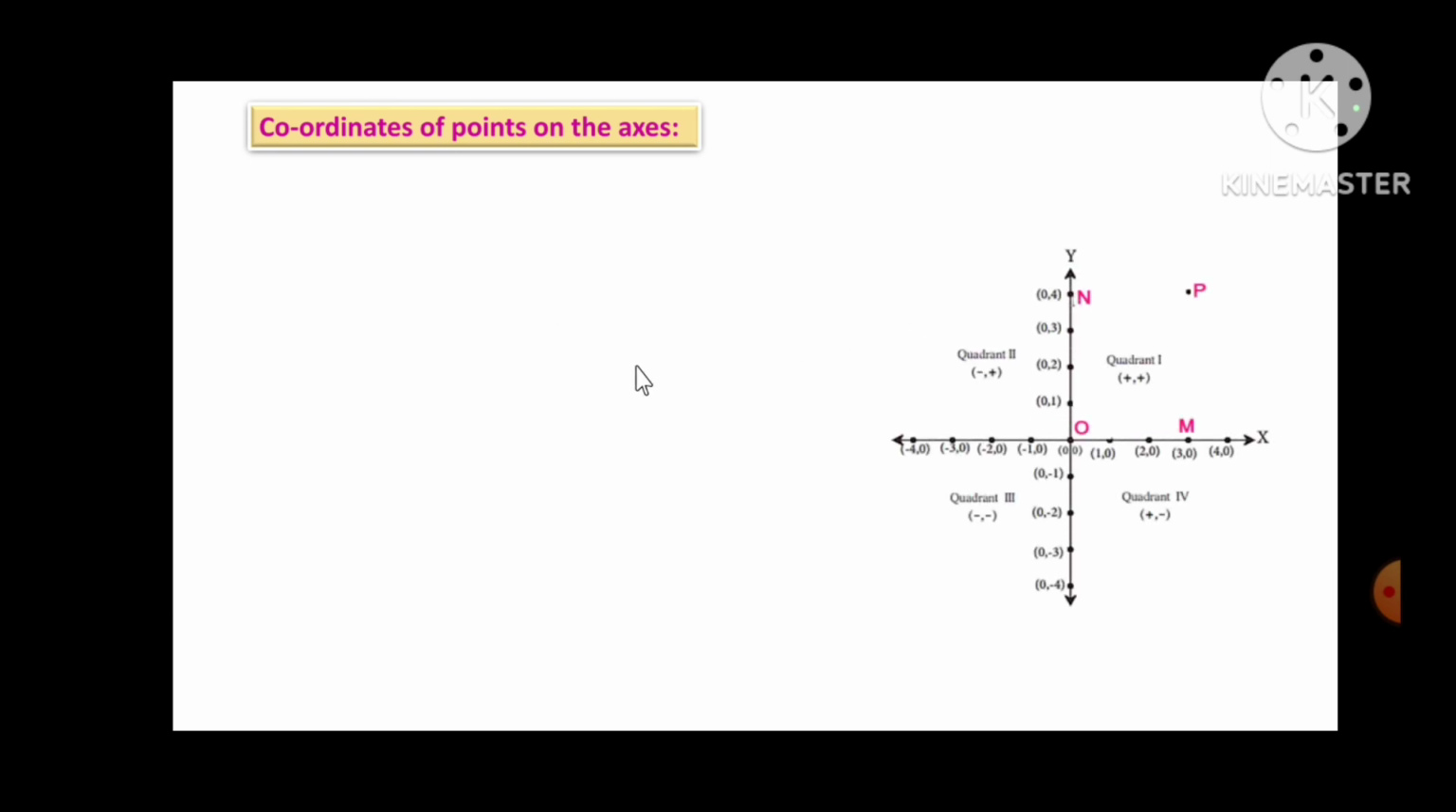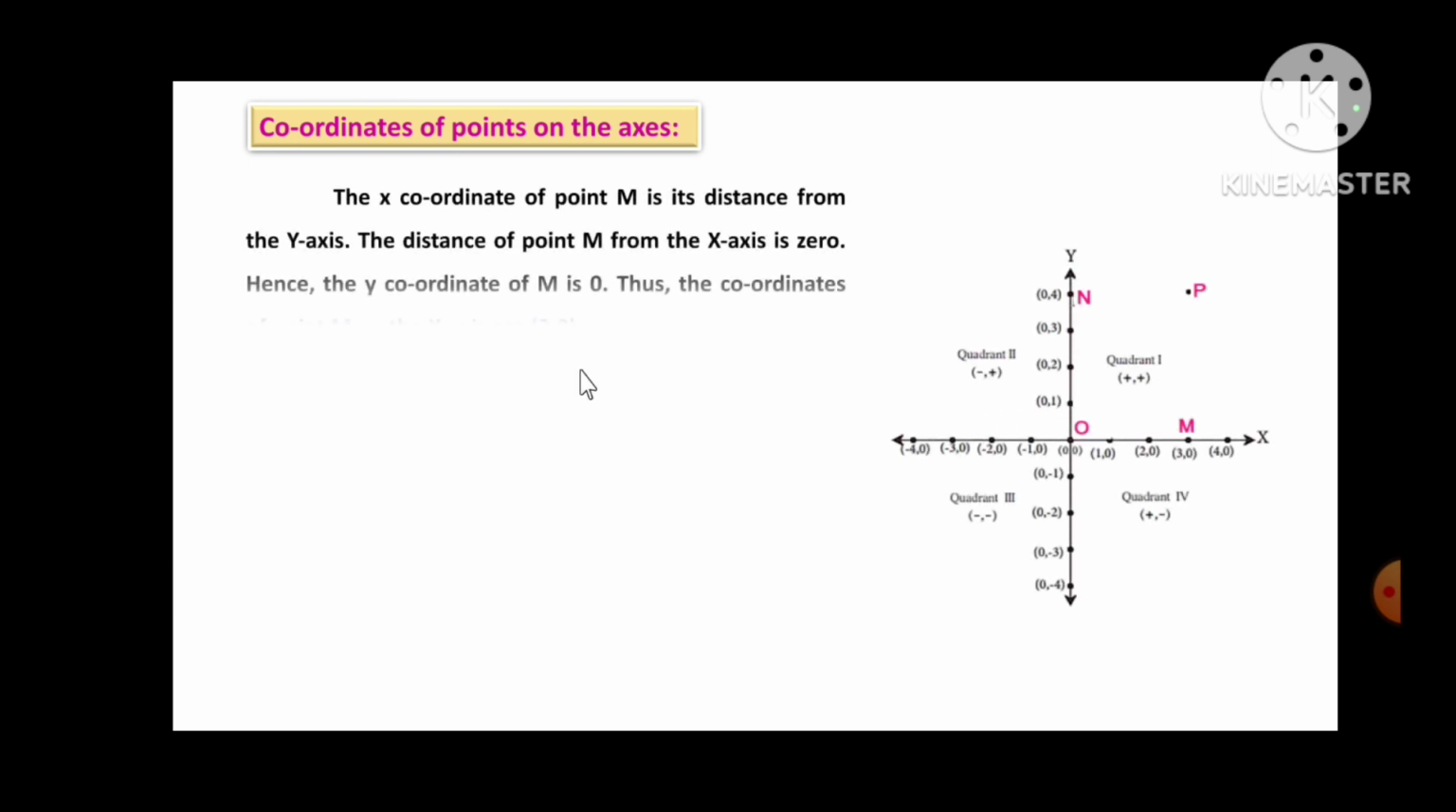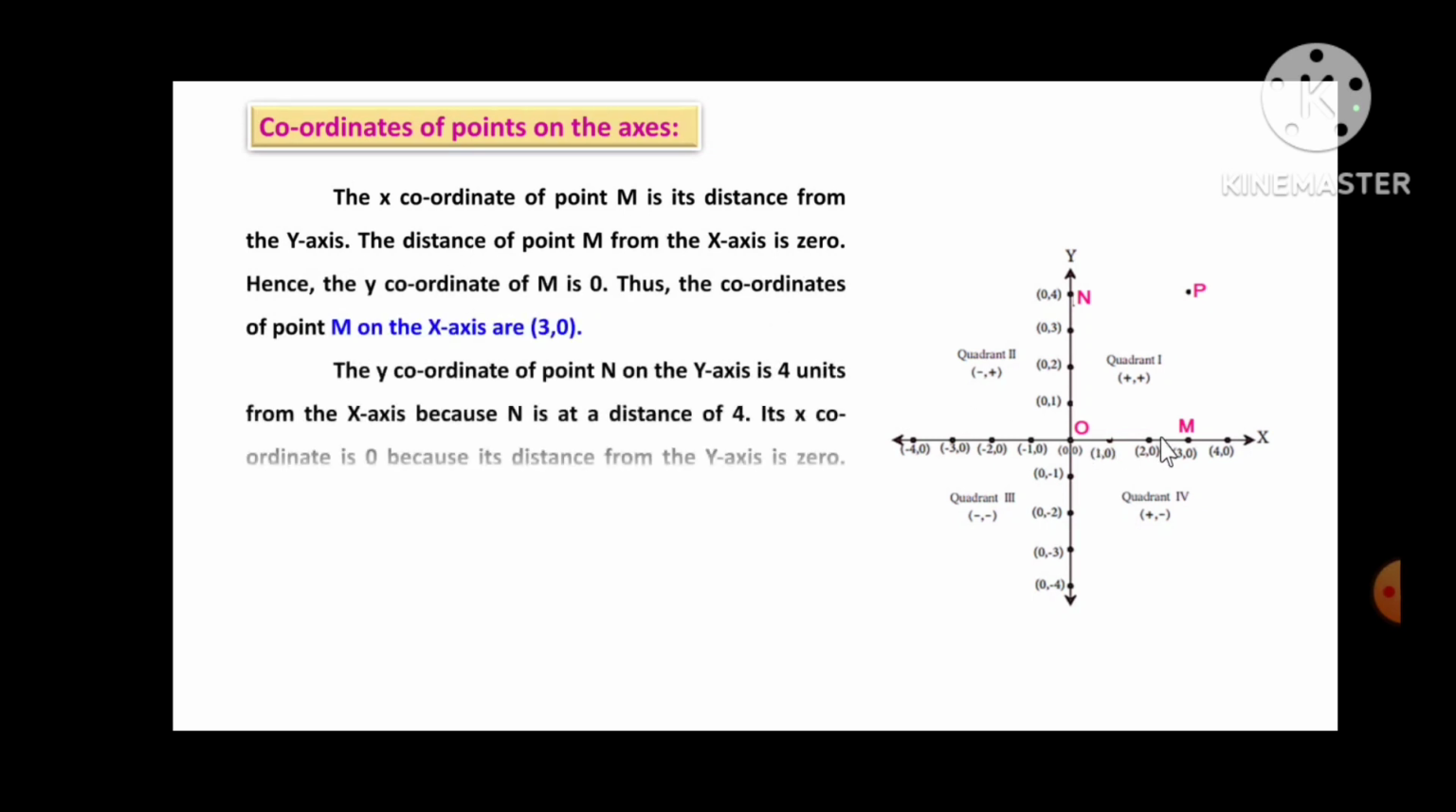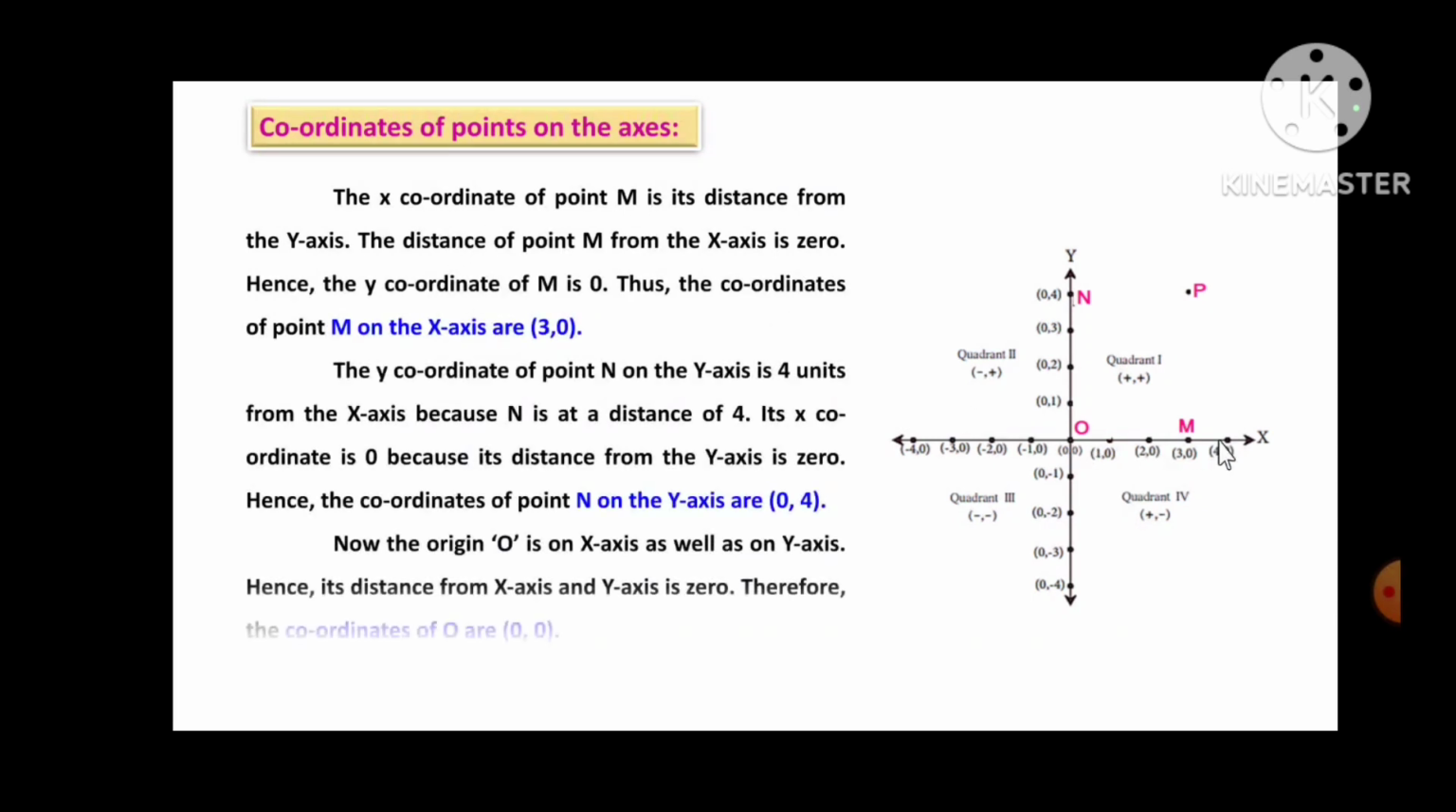Now, coordinates of points on the axis. Friends, here you can see the points. The x-coordinate of the point M here is the distance from the y-axis. The distance of point M from the x-axis is 0. Hence, the y-coordinate of M is 0. Thus, the coordinates of point M on the x-axis are (3, 0).